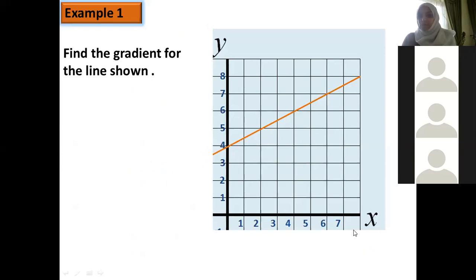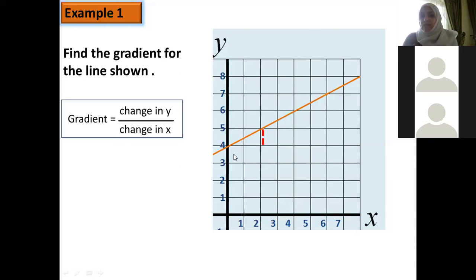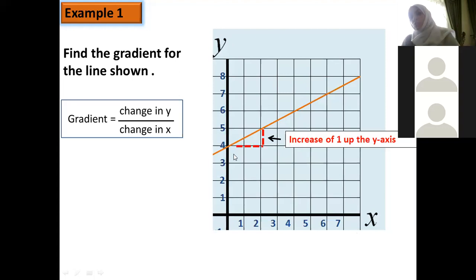0, 4 and 8, 8. Okay, so you chose 2 points. For example, I will take these points that Yusuf already drew. So I will take the points 2, 5 and 0, 4. Okay, the first 2 points that we got. Now, how can we find it? How many across? How many up? Sorry. How many units up?